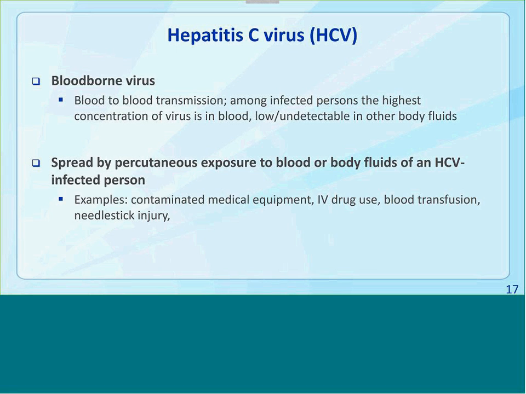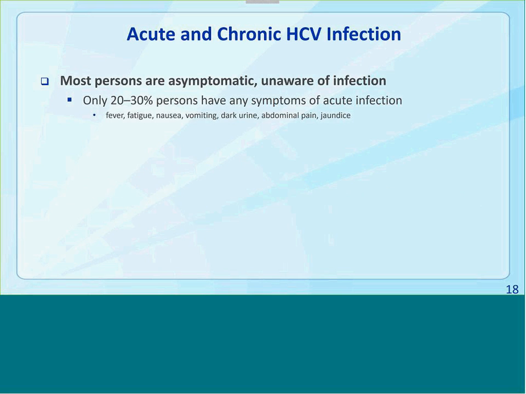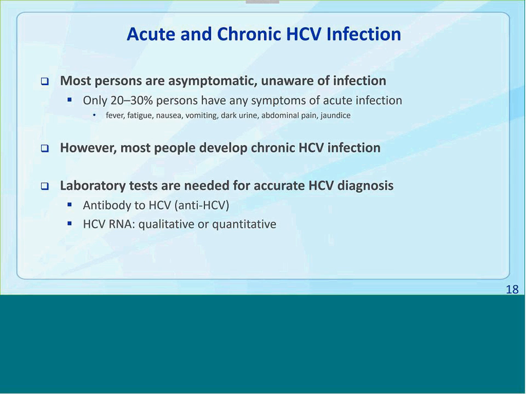And it's spread by percutaneous exposure. In other words, it has to go through the skin. So a needle stick is a classic. But contaminated medical equipment in dialysis centers and then open central lines, or open wounds is another way that it can actually gain access to the body. So the acute infection, interestingly enough, only about 20 to 30% of individuals actually have symptoms of infection, the fever, fatigue, etc. Most people are unaware of the infection. But once infected, most people develop chronic hepatitis C infection.